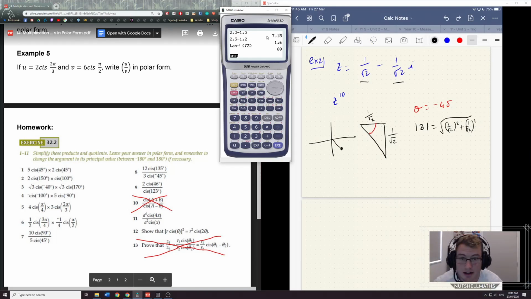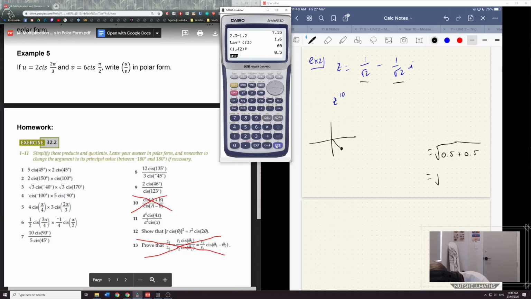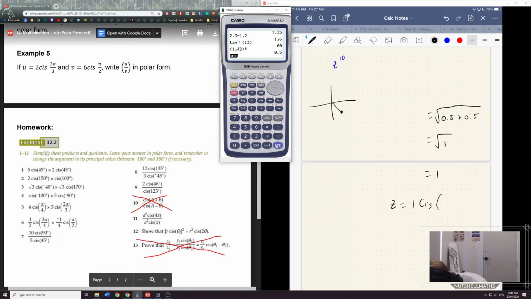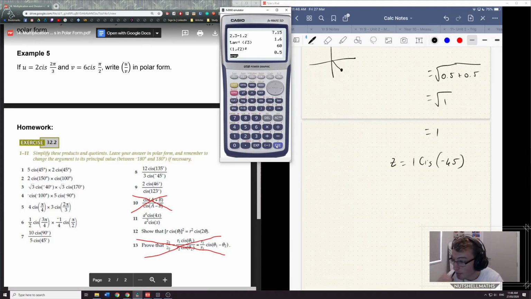So with this, I'm going to type this all into my calculator because I don't want to do this. 1 over root 2, and is it going to turn out into some nice power? That's going to be a half. So this is the square root of 1 because we've got half plus a half. It disappeared again, you're just going to have to live with that. Square root of 1 is what, team? Square root of 1 is 1. So we now know z equals 1 cis, what was our angle? Minus 45, okay.